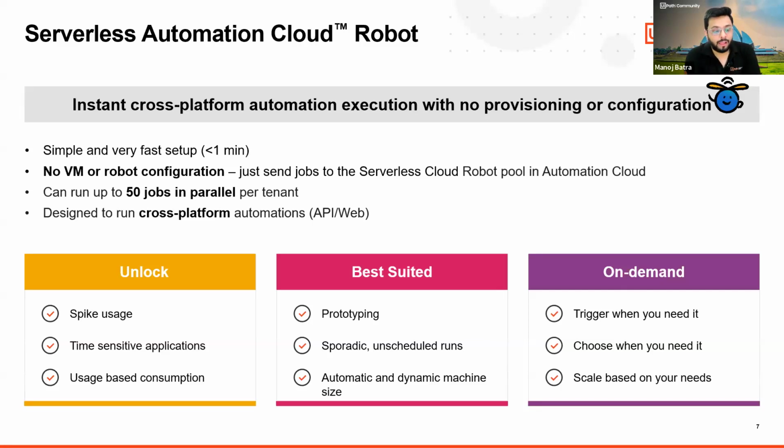You can just run it anytime, anywhere you want. The only limitation with the serverless cloud robot is you can run a max of 50 jobs in parallel, and the max runtime for each job can be 15 minutes. It is designed to run cross-platform automation, like your API integrations, or any kind of web-based automation or integration services, which we'll see in a demo in the next few minutes. So you can use your serverless cloud automation robot there.